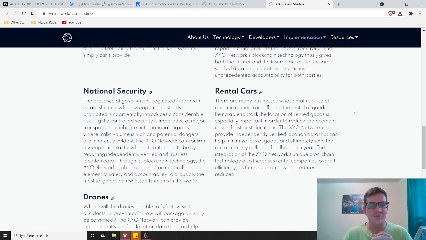The presence of government-regulated firearms in establishments where weapons are strictly prohibited fundamentally introduces a considerable risk. Tightly controlled security is imperative at major transportation hubs, such as international airports, where traffic volume is high and potential dangers are inherently evident. The XYO network can confirm a weapon is exactly where it is intended to be by reporting independently verified and trustless location data. Okay, that's awesome.